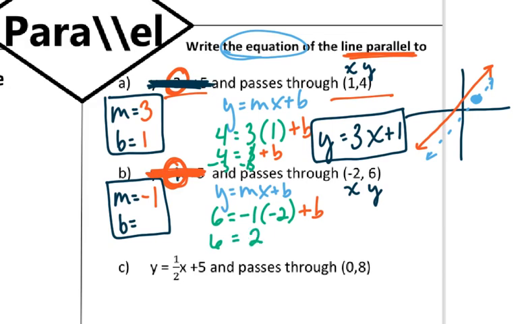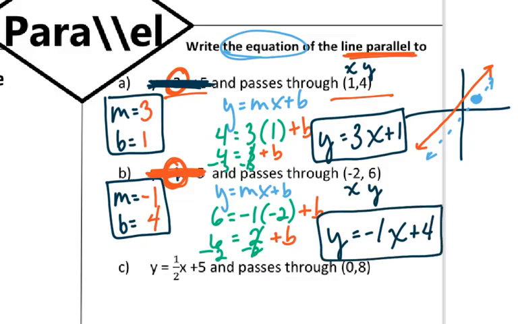-1 times -2 is 2 plus b. Get b by itself by subtracting 2 on both sides. 6 minus 2 is the number 4. Now that I have a slope and a y-intercept, the equation of my line is y equals -1x plus 4. Go ahead and try letter C.